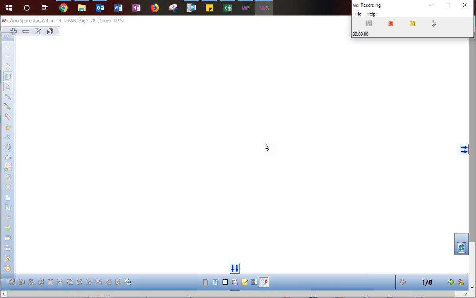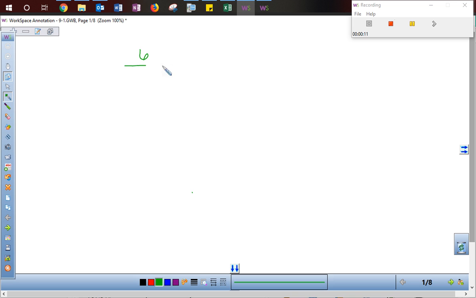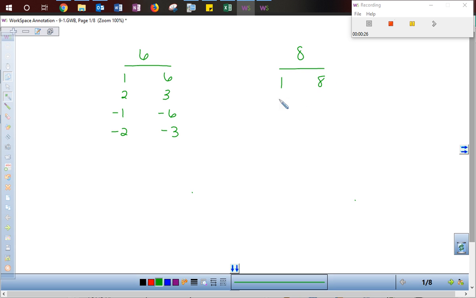Hey guys, today we're going to start by talking about something called the greatest common factor. Now last lesson you talked about what factors were, so if I were to ask you to find the factors of 6, you could say that the factors of 6 were 1 and 6, 2 and 3, -1, -6, -2, and -3. And if I were to ask you to find the factors of 8, you could tell me that the factors were 1 and 8, 2 and 4, -1 and -8, -2 and -4.